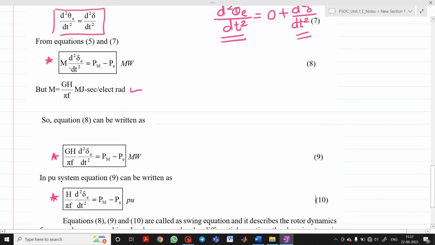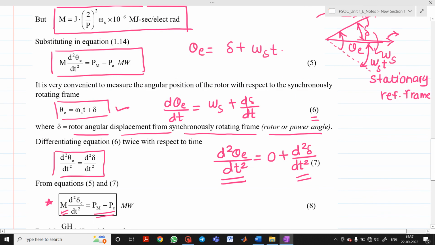So that's why at the start of this video I told you what a swing equation is. The swing equation is a second order differential equation that gives a relationship between angular momentum, load angle delta, and accelerating power, which is equal to Pm minus Pe. So this is the derivation of the swing equation.